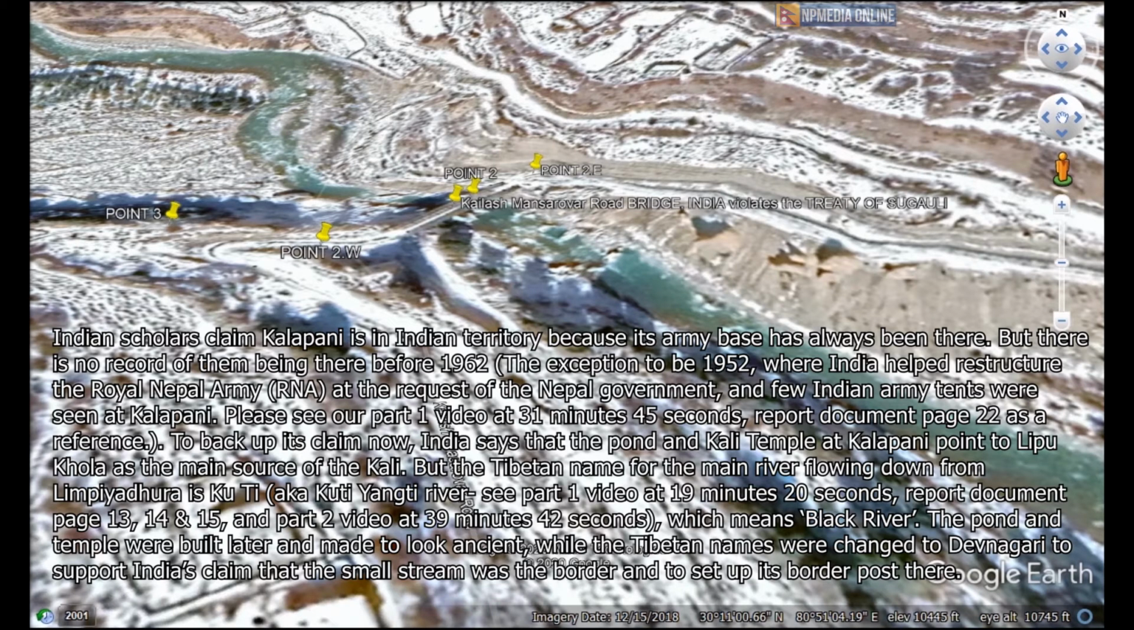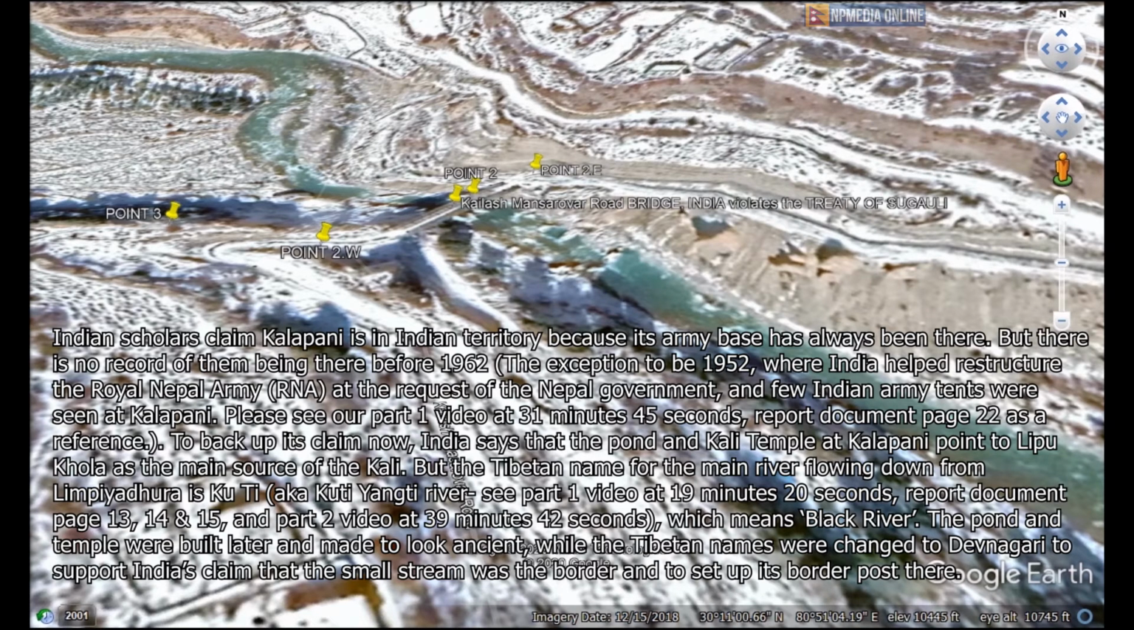To back up its claim now, India says that the Pandan Kali temple at Kalapani points to Lipulekh as the main source of the Kali. But the Tibetan name for the main river flowing down from Limpiyadhura is Kuti, aka Kuti Yangtai River. See part 1 video at 19 minutes 20 seconds, report document pages 13, 14 and 15, and part 2 video at 39 minutes 42 seconds, which means Black River.